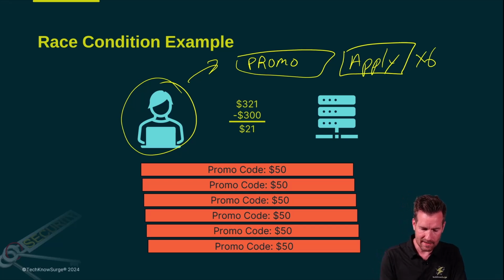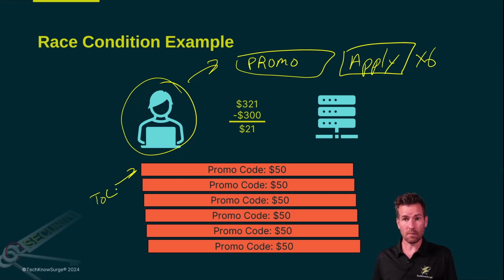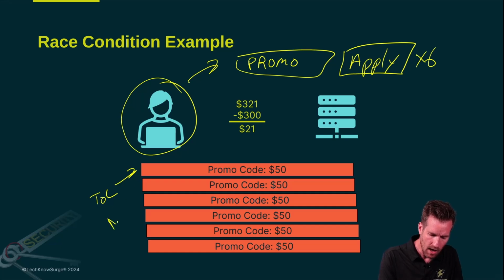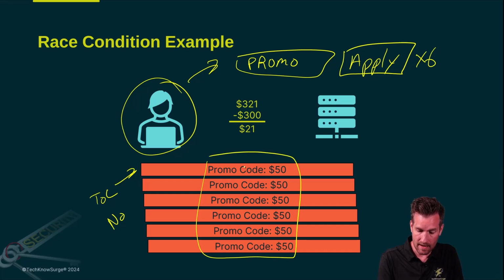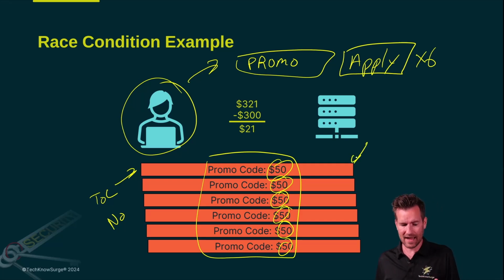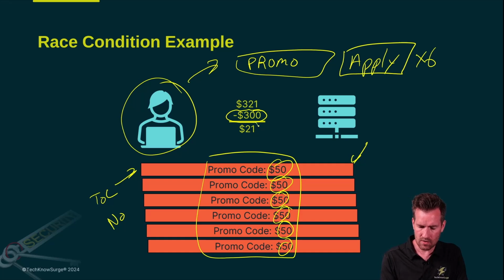And so what happens is we have each one of these processes that are started, and at the beginning we have the time of check that says, is there a promotional code applied? And each one of these comes up with a no, there's no promotional code applied. And then what happens in the middle is that each one of these subtract $50 from the final price. And then at the end, that's when it changes the flag and says, oh, we now have a promotional code applied. And so now the total price has been reduced by $300, and this user is going to buy that product for $21.